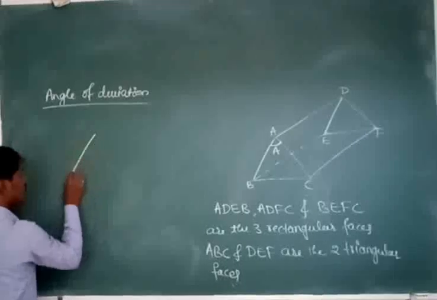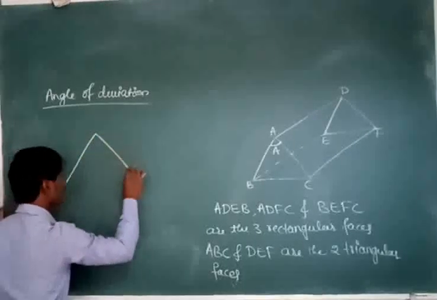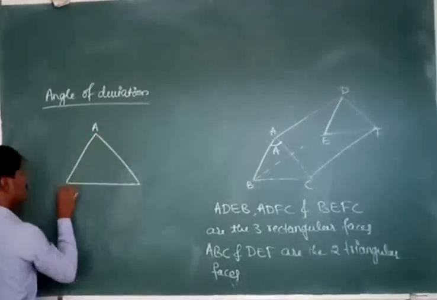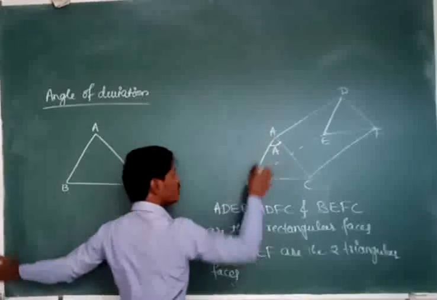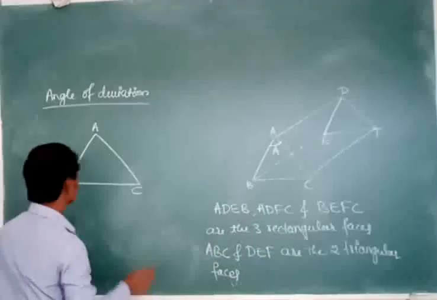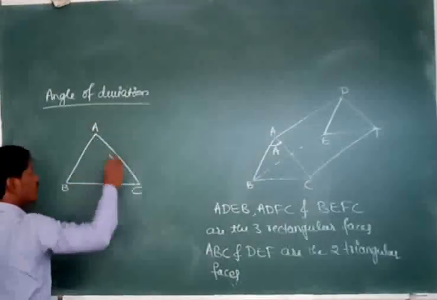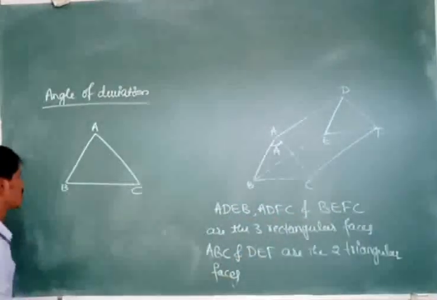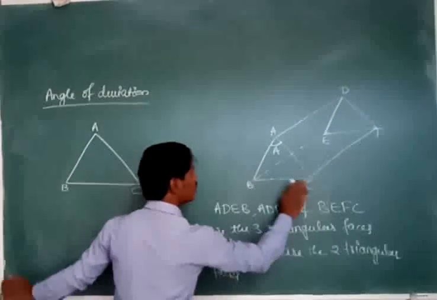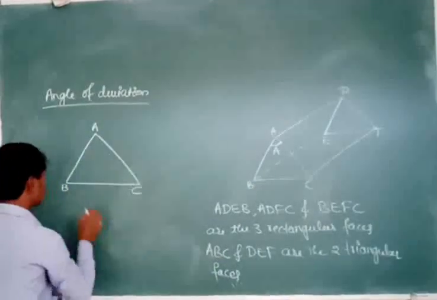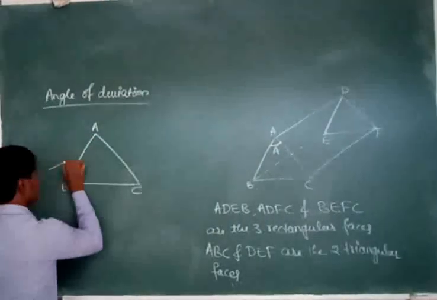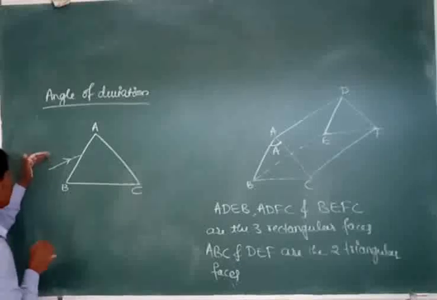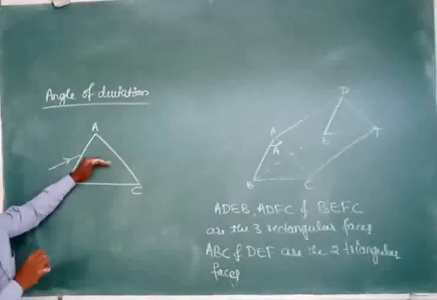Now let us consider a principal section of the prism. ABC is the principal section of the prism. Then AB and AC are the two refracting surfaces and BC is the base. If we incident the light on one surface, that is AB, the light is traveling from which medium to which medium? Low refractive index medium to high refractive index medium.